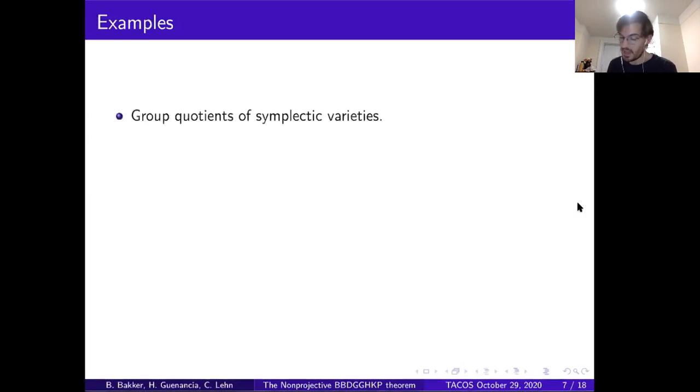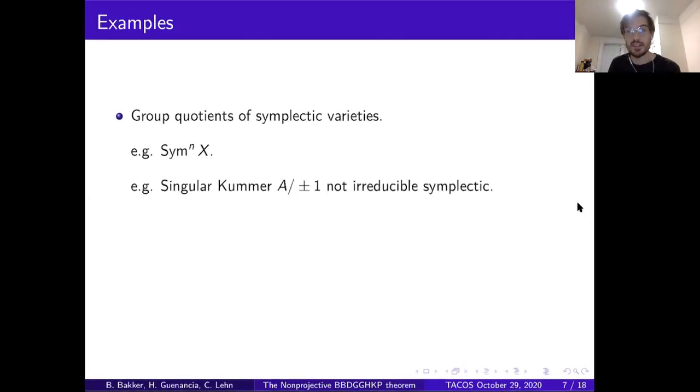Okay, so before I state that theorem precisely, let me give a few examples. As I said, symplectic varieties are preserved under taking group quotients. So for instance, if you take a symplectic variety X, then the nth symmetric product is always a symplectic variety. Or for instance, the singular Kummer surface, if you take a two-dimensional complex torus modulo plus minus 1, this is a symplectic variety. It is not irreducible symplectic. So this is an important example to keep in mind.